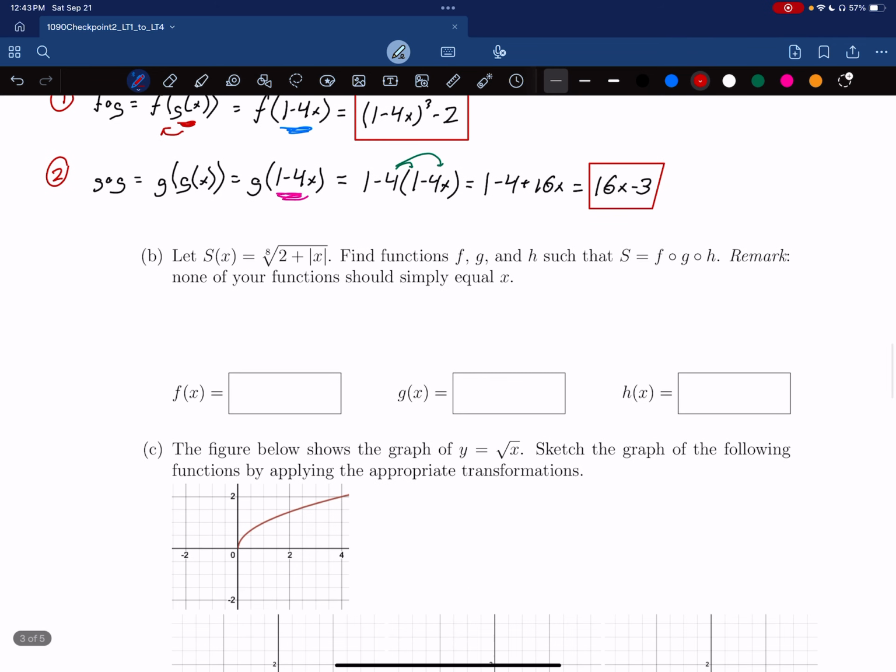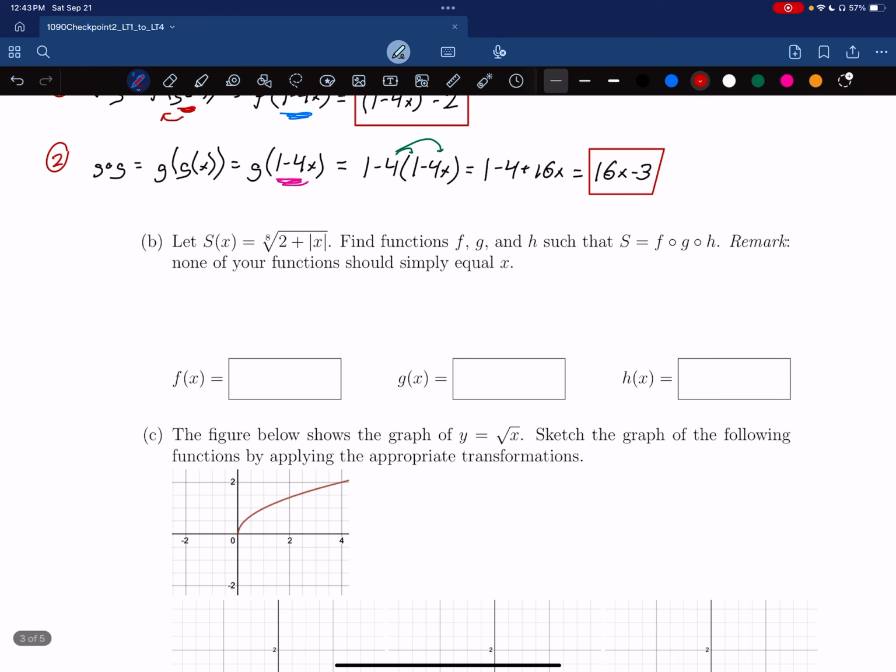Now part B is kind of similar, but we're going to be going in reverse now. It gives us that final function, and we have to figure out the different components. So for this one, it'll be very important to go from inside out. If we have f of g of h, that's the same as f of g of h of x. So we'll be starting with h of x, then going into g, and then going into f.